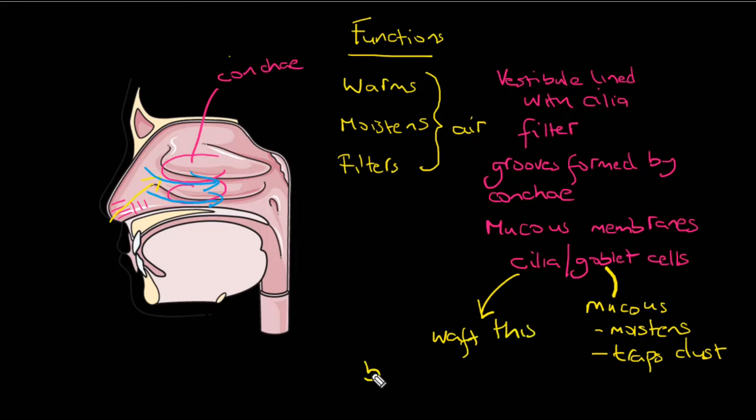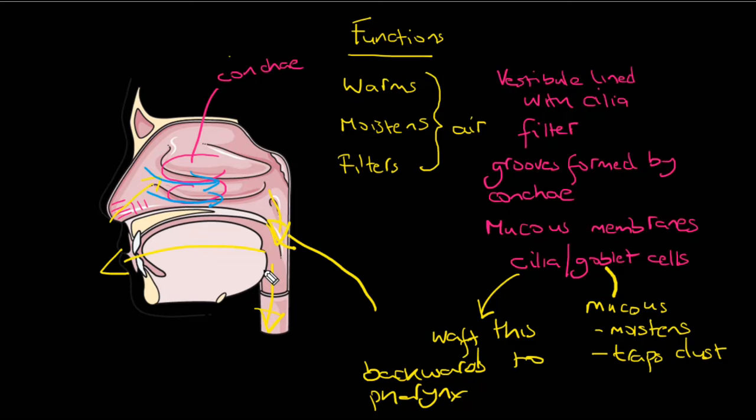And the cilia, their action is to waft this backwards to the pharynx. So they send it down here, and as a consequence, it's either swallowed, we swallow a lot of mucus during the day, or alternatively, it's spat out. So that's the nose. That's its structure and its function as related to our respiratory system.